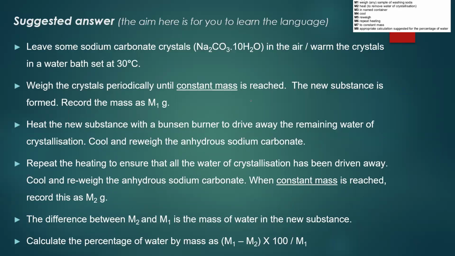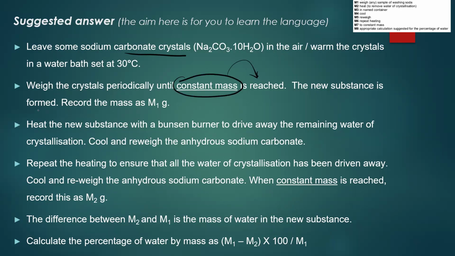Leave some sodium carbonate crystals in the air. Warm the crystals in the water bath set at 30 degrees Celsius. Okay, so take some of the sodium carbonate crystals in the air, warm them, let the water evaporate. Weigh the crystals periodically until constant mass is reached. So you have to weigh the crystals 2-3 times until you attain a constant mass.